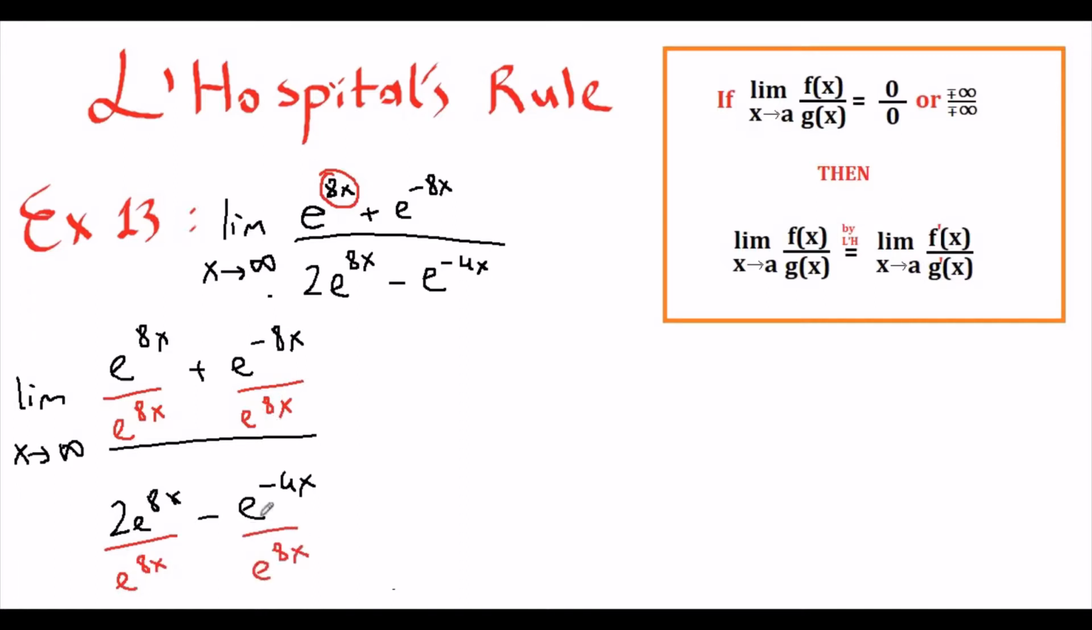So if we divide each term by the same quantity, we don't change the fraction. Here, this fraction is 1. Anything divided by itself is 1. Here, this fraction is 2 times 1, 2.